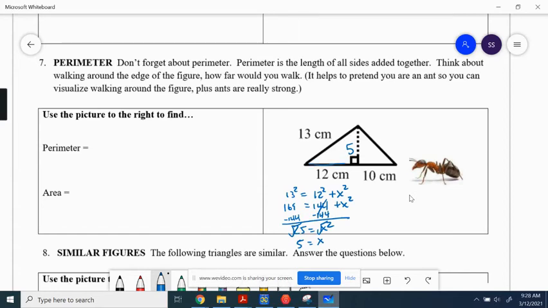So we should be able to figure out the area now. We have the base is 12 plus 10, that's 22, so my area is going to be my base, 22, times my height, times a half. All right, that should be pretty easy.